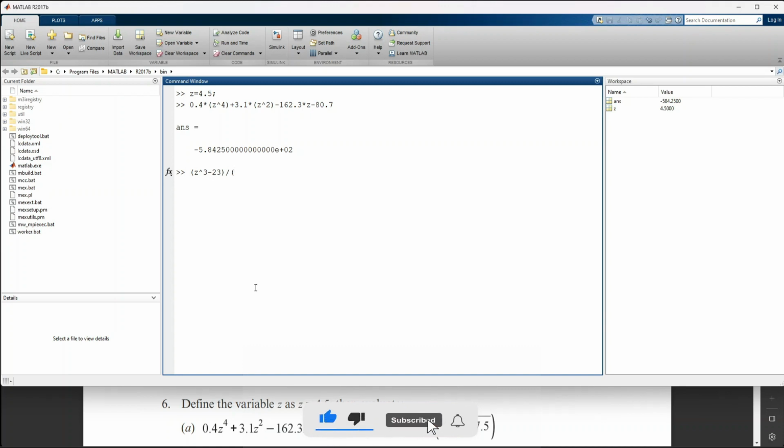The syntax for the cube root is nthroot, then bracket, nthroot, bracket, z square plus 17.5, comma, and that's the cube root, that's why 3, and comma, bracket close, and again bracket close. That's the answer, 20.308. So this is how you can define a single variable and then solve an expression having that variable. That's so easy.